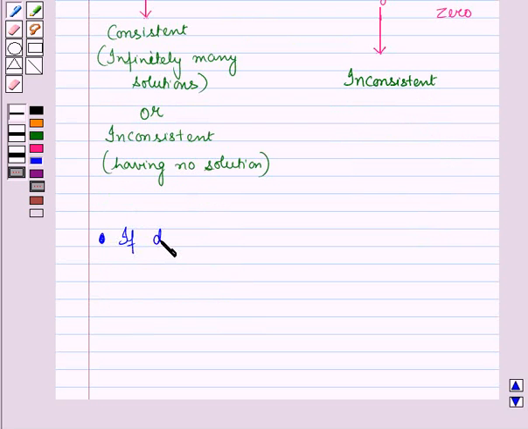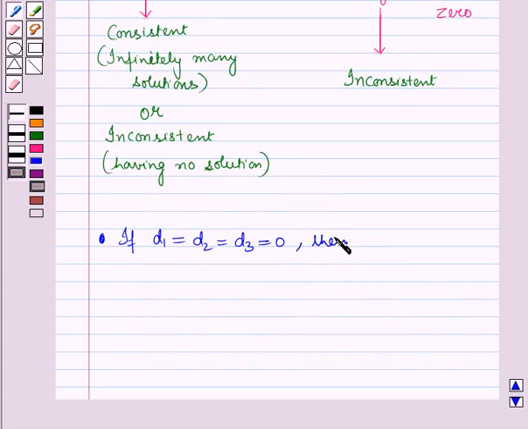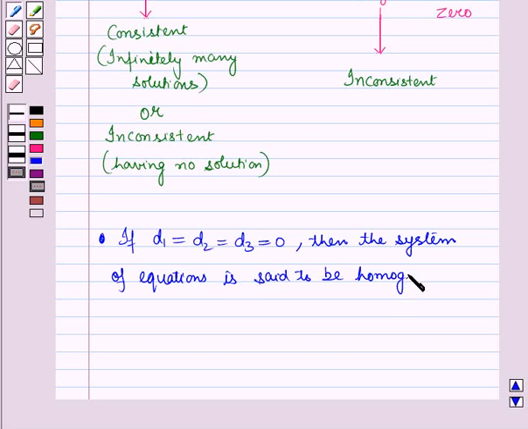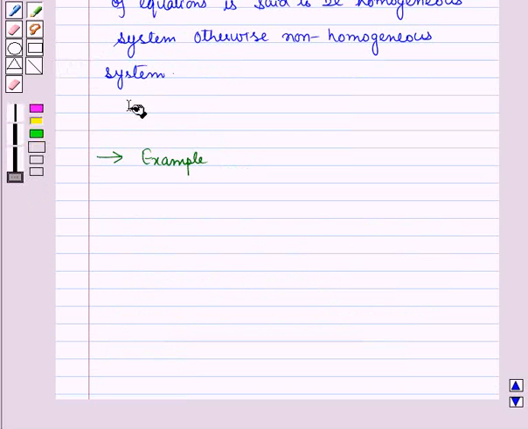And if d1 is equal to d2 is equal to d3 is equal to 0, that is, the constant terms in this system of three linear equations are equal to 0, then the system of equations is said to be a homogeneous system. Otherwise, it is a non-homogeneous system of equations. Now let us discuss one example.